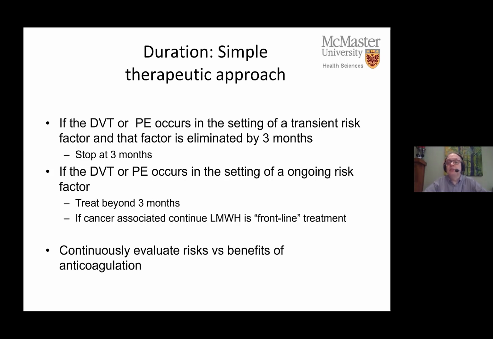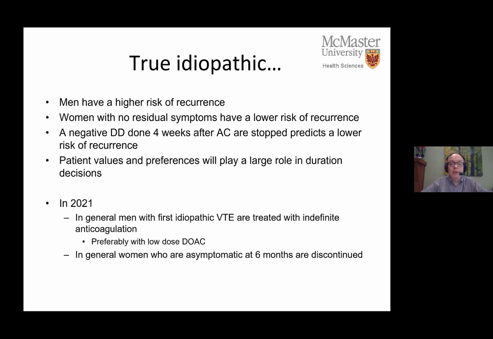There still are patients in whom low molecular heparin is preferred. I won't talk about that today, but I can tell you there's whole talks that you can find out on the internet exploring who with cancer-associated DVT should get low molecular heparin versus a direct oral anticoagulant. And whenever a patient's on an anticoagulant, it's a high-risk situation for complications. You should be continuously evaluating the risks and benefits of anticoagulation.